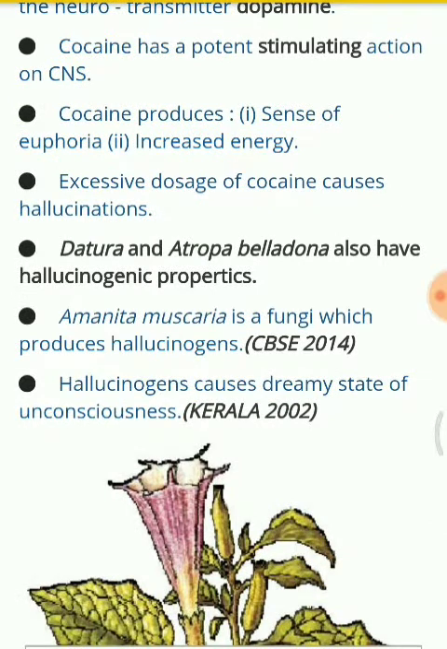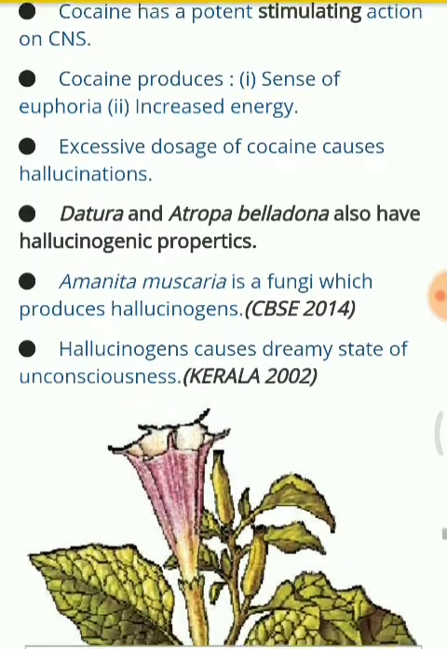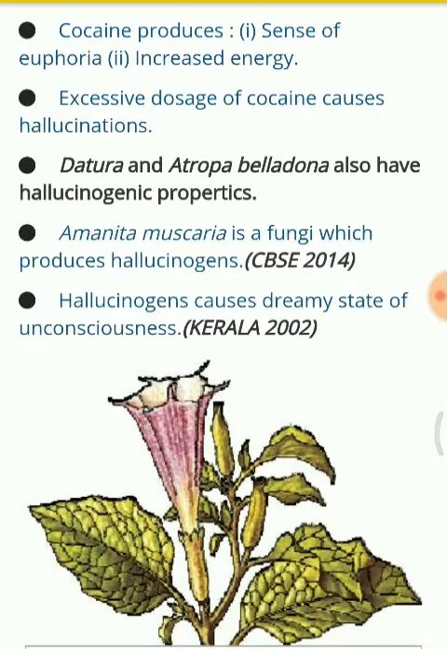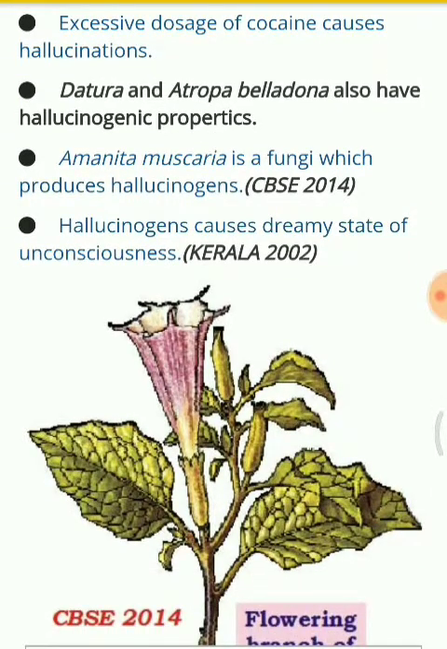Datura and Atropa belladonna also have hallucinogenic properties. Amanita muscaria is a fungus which produces hallucinogens. Hallucinogens cause a dreamy state of unconsciousness.